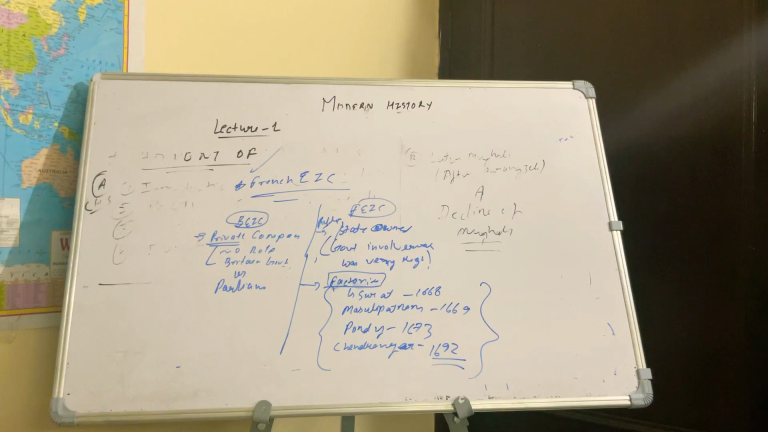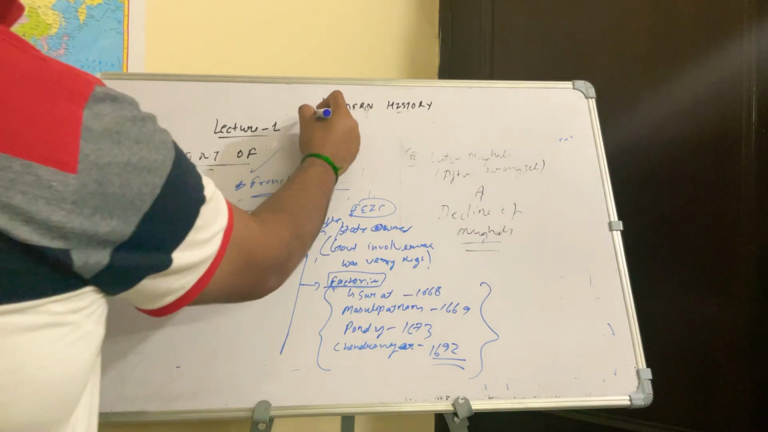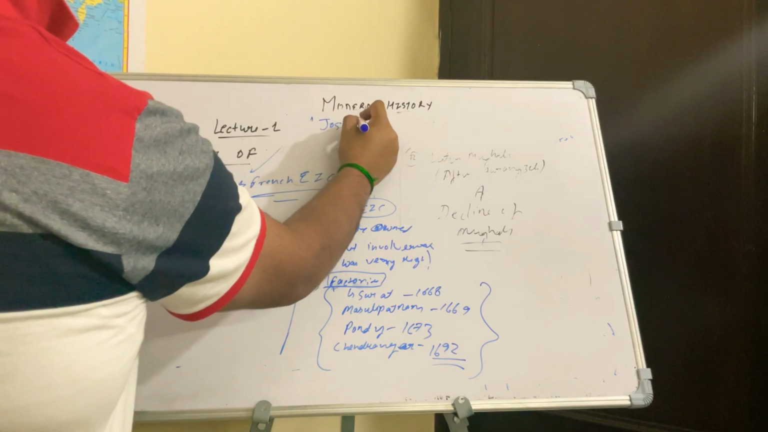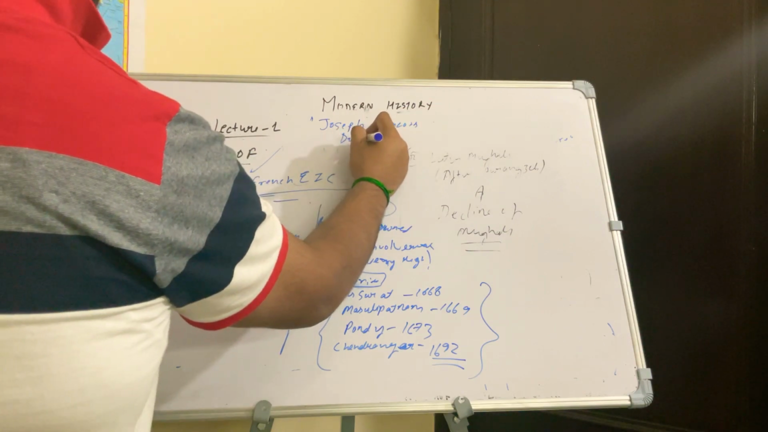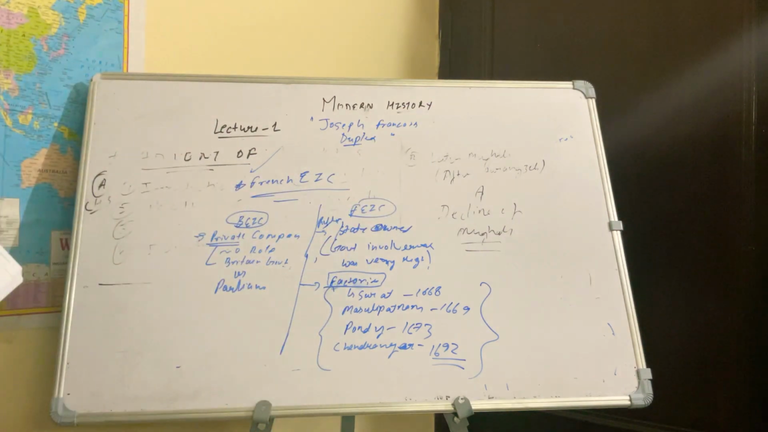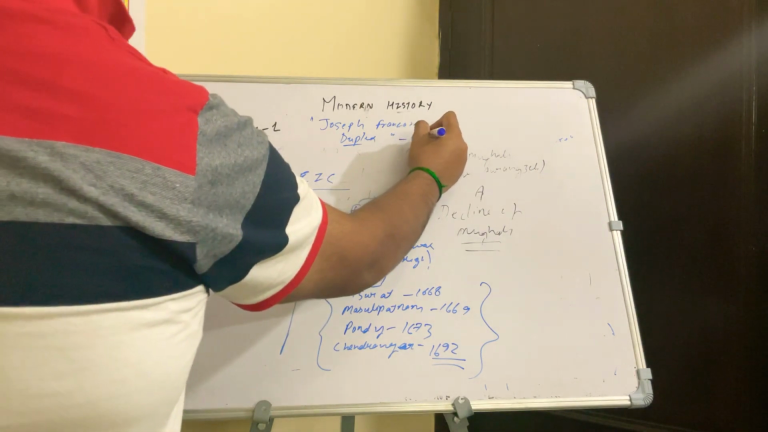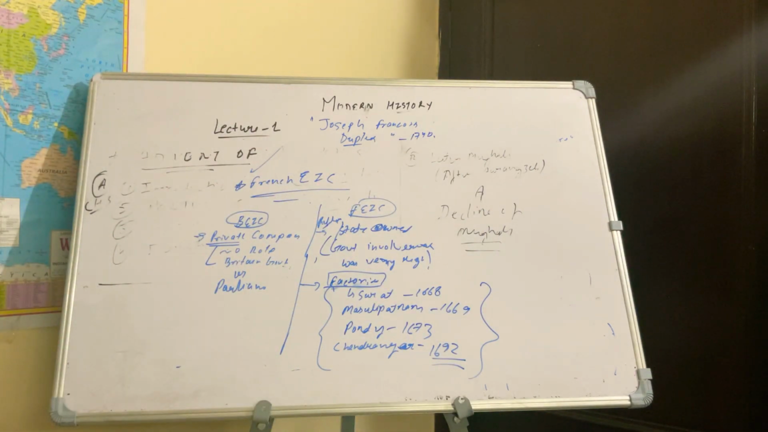Soon after the arrival of the French East India Company, rivalry started between the French and British. Next point, with the appointment of the French governor Joseph Francois Dupleix in 1740, the rivalry aggravated because he was a very aggressive governor who was sent by the French government.